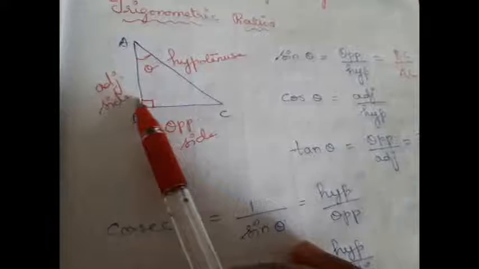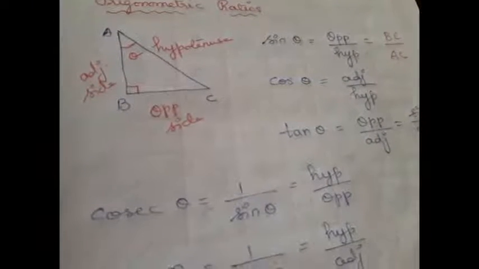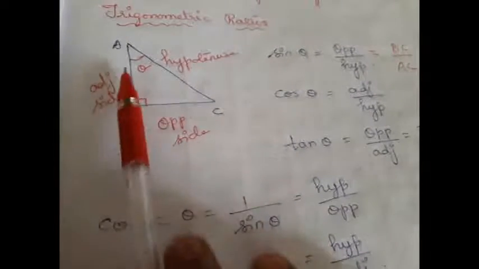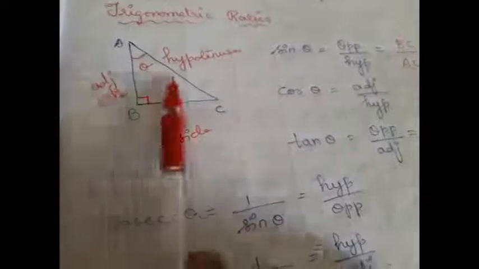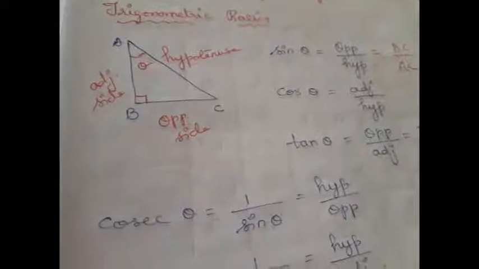Consider this is a right triangle, right angled at B, and we are going to define the trigonometric ratios for this angle A. Angle A, I have named it as theta. It is just the notation, right? Then what is this side? This side is opposite to angle A. What is this side? This side is adjacent to angle A, and this is our hypotenuse. This we know very well. The side opposite to the right angle is our hypotenuse, right?